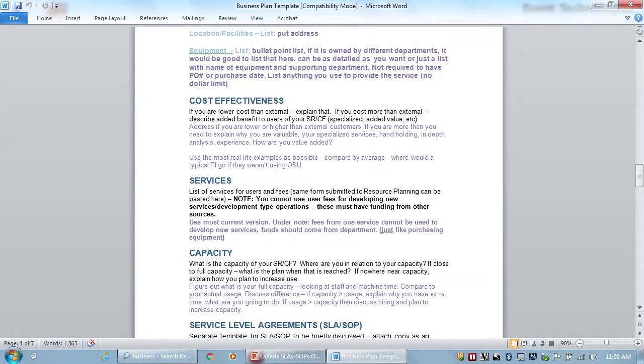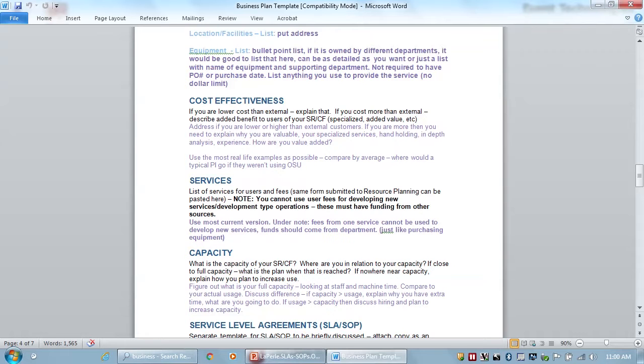It says, note, you cannot use user fees for developing new services, development type of operations. These must have funding from other sources. So that's just a call out for when you're talking about, so you want to list all of your services here, but you don't want to talk about, when you're listing your services, any potential services or future services that you'll talk about later and like maybe future plans. But that it's called out here specifically because we shouldn't be developing new services using the money that's been brought in for current services.